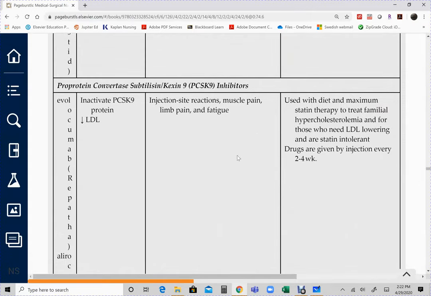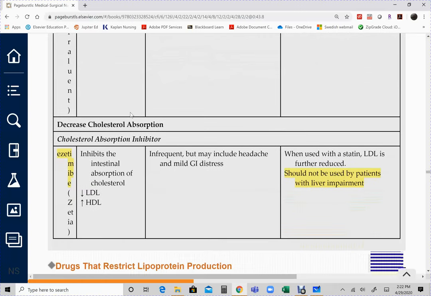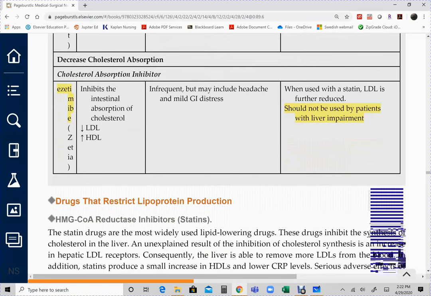These drugs are not common, so I'm not testing this group. This one is, however, quite common. So we have ezetimibe. Again, this is very harmful to the liver, so if there's liver impairment, it should not be taken. I think you can say the same also for statins.